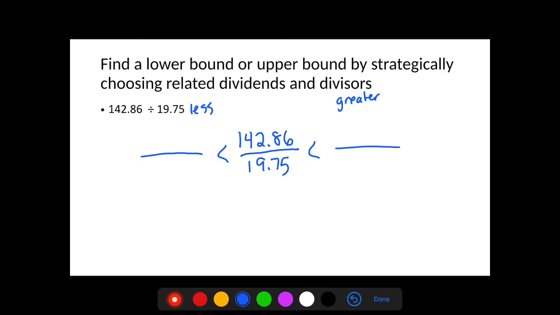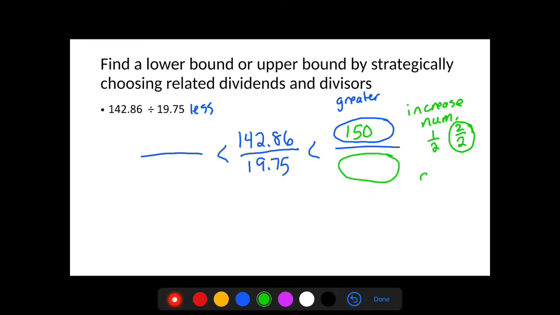So how do I make a fraction bigger? Well, in the numerator, I'm going to increase the numerator. So if we think about this with some easier fractions, 1/2 versus 2/2, the larger one has the larger numerator. So I'm going to make this 150. I could pick any number I want, but I'm trying to pick numbers that I might have an easy time working with. In the denominator, I'm going to decrease the denominator.